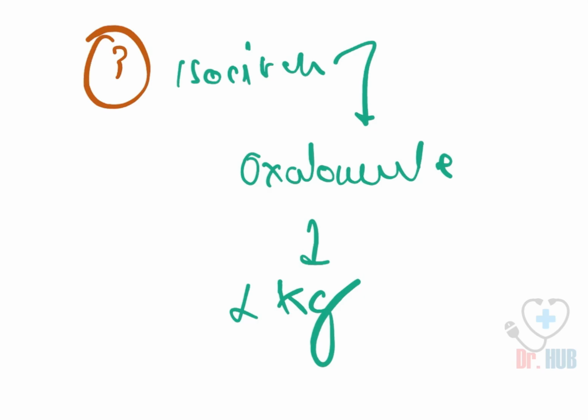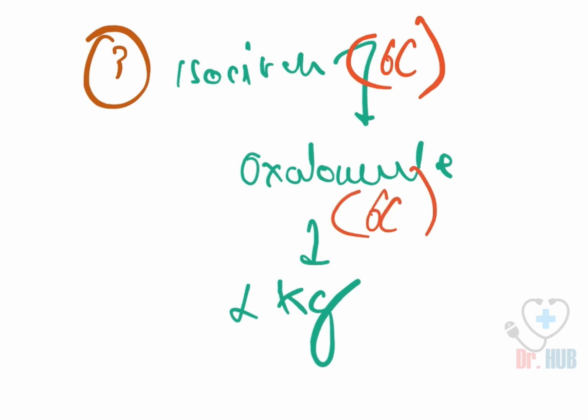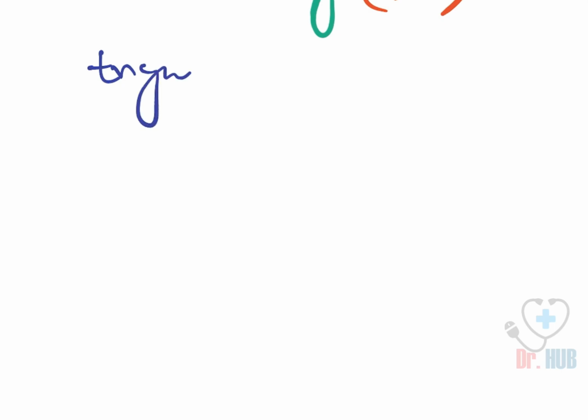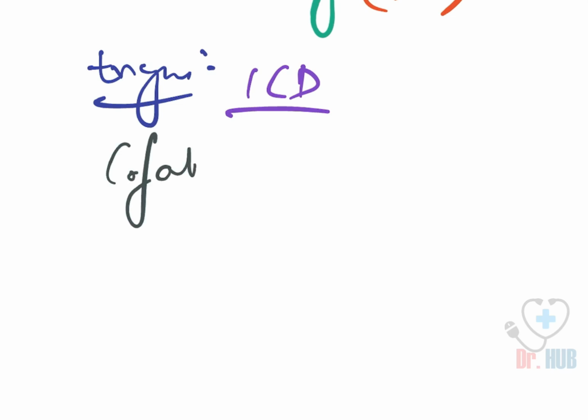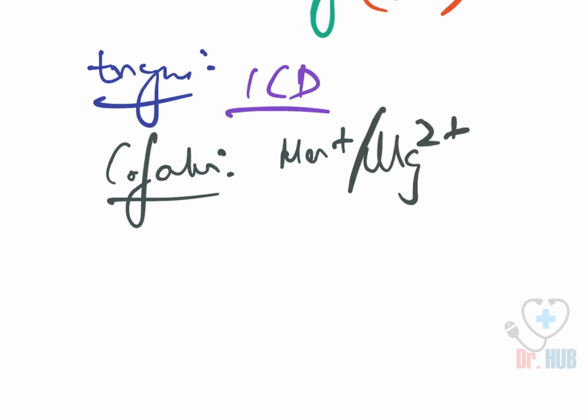So the isocitrate is a 6C, oxaloacetate also the 6C, but the alpha ketoglutarate is the 5C. Looking at the enzyme involved in this step, the enzyme here is the isocitrate dehydrogenase, ICD. What is the cofactor? The cofactor here is magnesium as well as manganese.